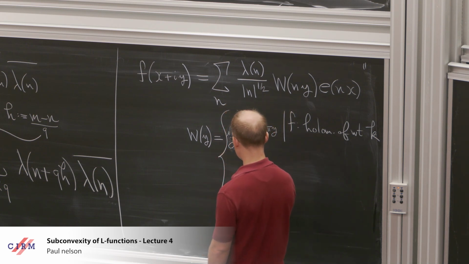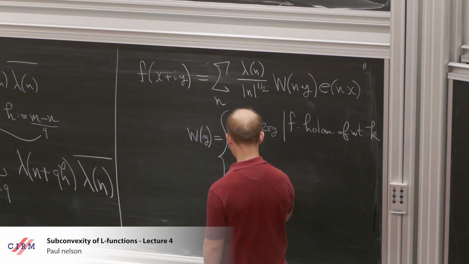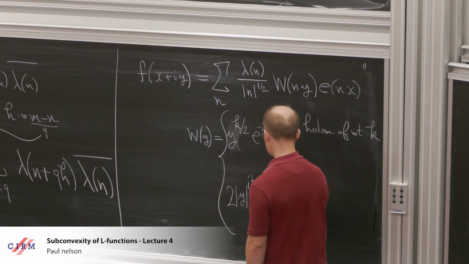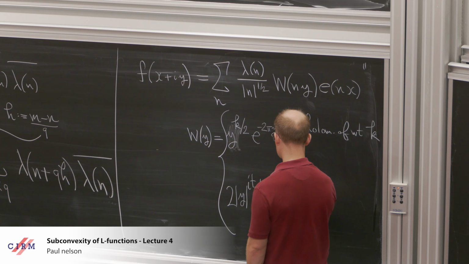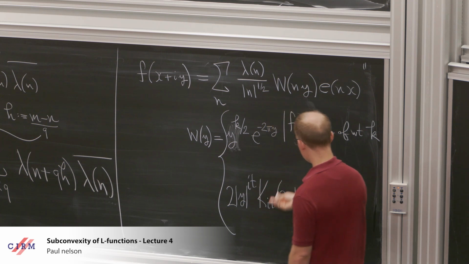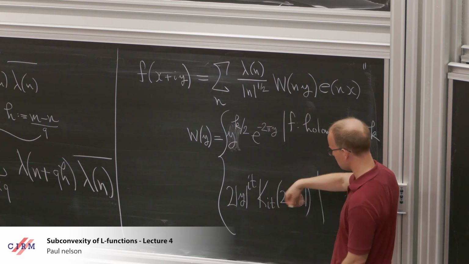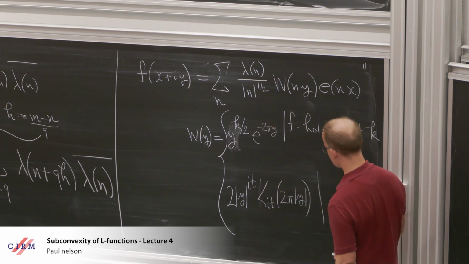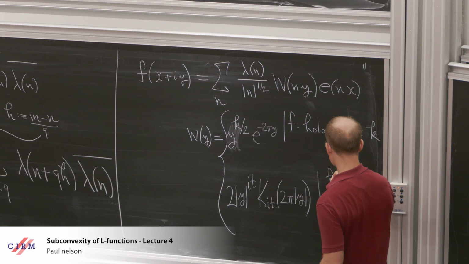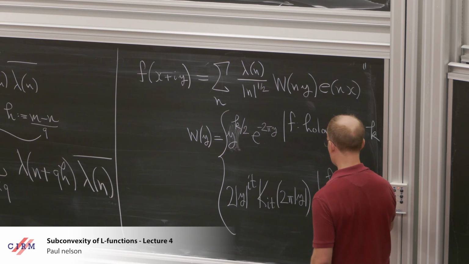The other main case is when it's a Maass form, say of parameter it, then this is a K-Bessel function, like so. Okay, maybe that's the case of an even Maass form. For an odd Maass form, you have to reverse the sign when y is negative. So this is if f is a Maass form of eigenvalue a quarter plus t squared.